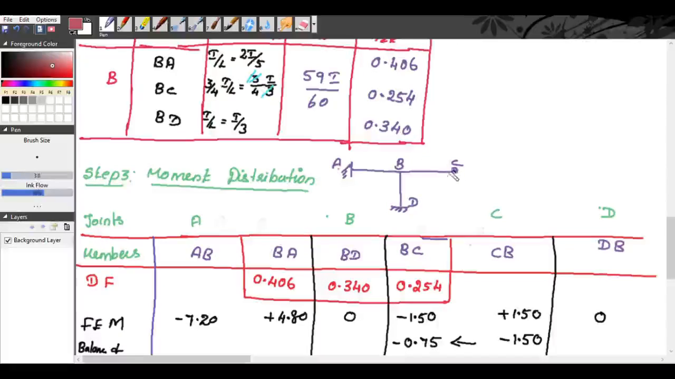C is already balanced and it has been carried to B. So from BD, half of B is carried to D. D is fixed support, so that will not give it to the next end. There is no transfer from D to B. Transferring is from B to D. Here there is no transfer from A to B. Transferring is from B to A.